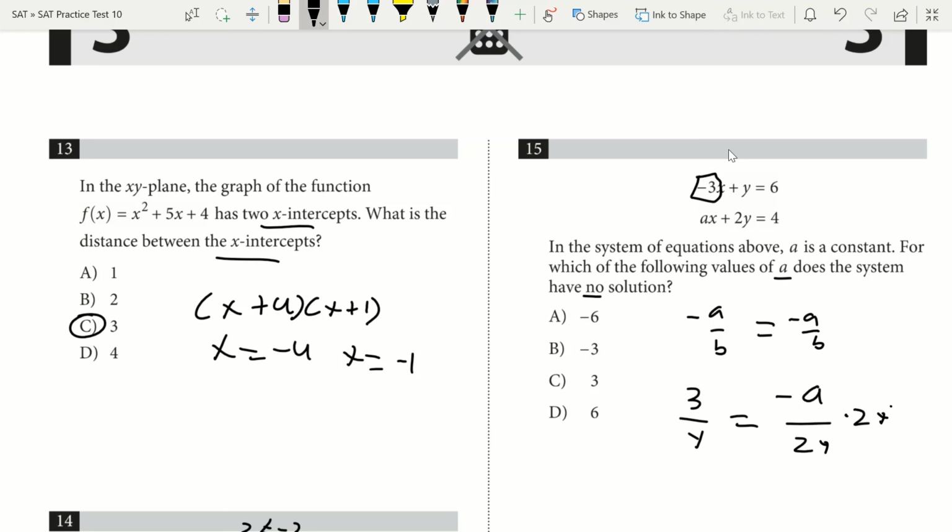I multiply each side by 2y to isolate my negative a. All right, so I do that. I see my y's are going to cancel here, and I'll be left with 6 equals negative a. Therefore, a will have to equal negative 6. So my answer is going to be A. All right, question.